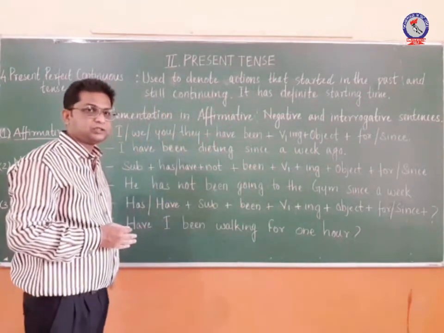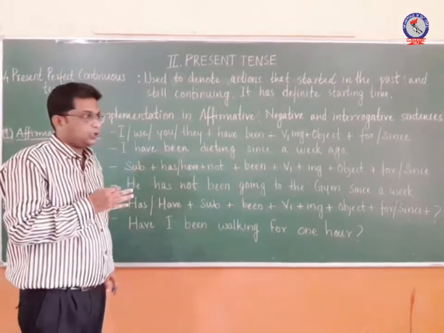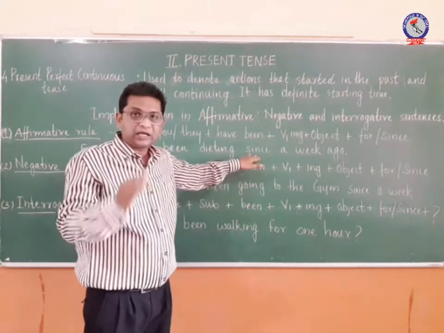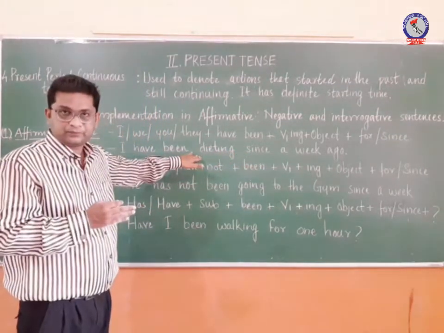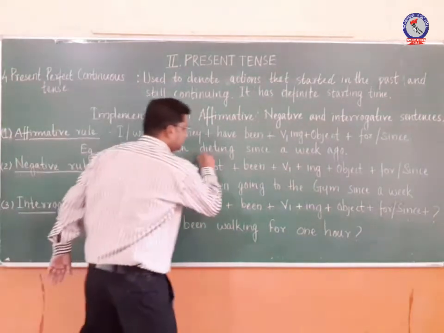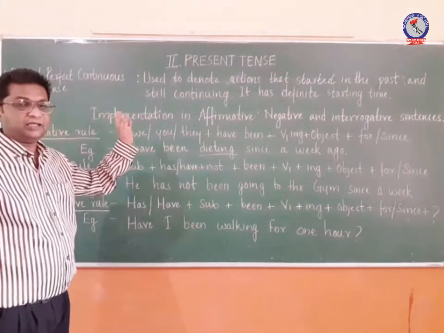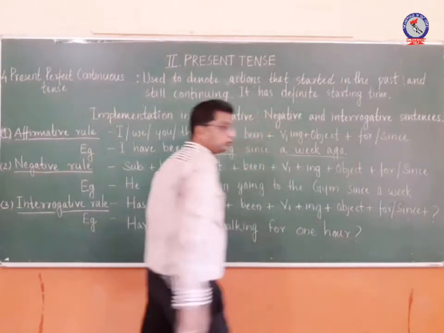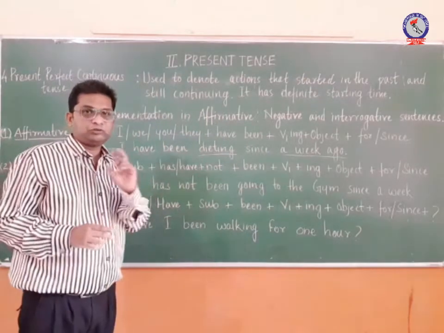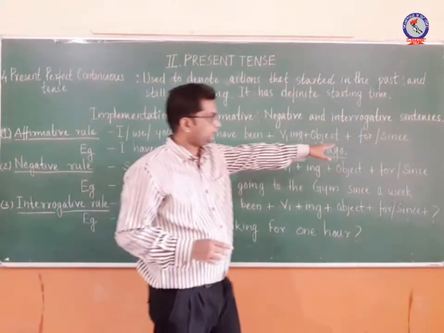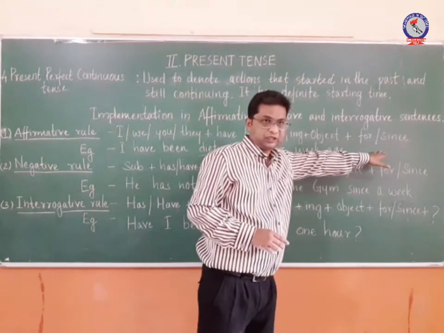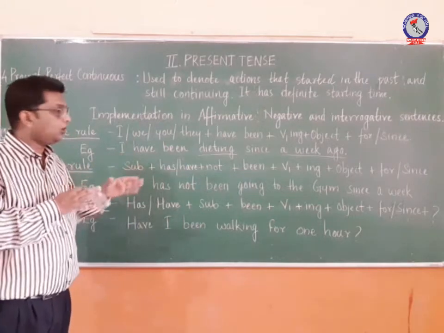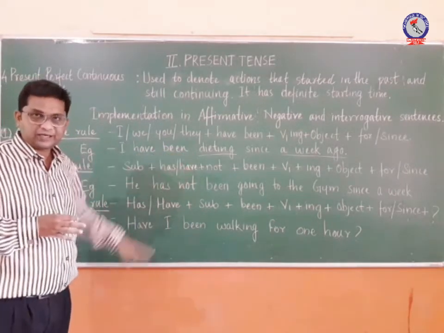Now in this sentence, what have we used? We have used since to represent the starting time of the action. Dieting is an action that started in the past, a week ago. To represent the time we can use two terms, for or since, to represent the starting time of that event or action.